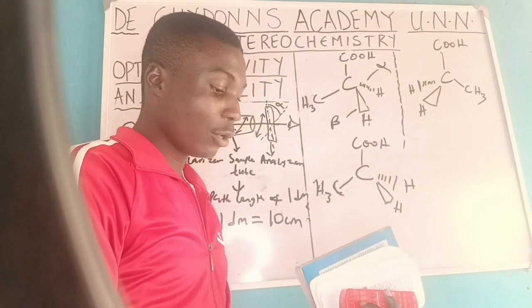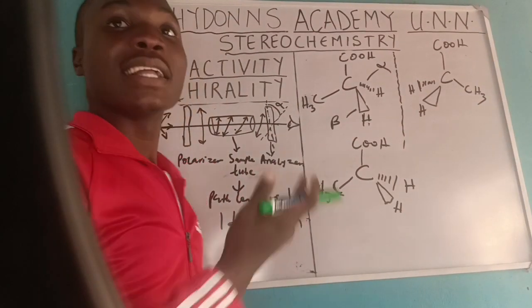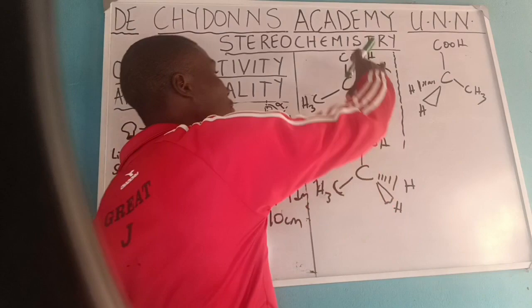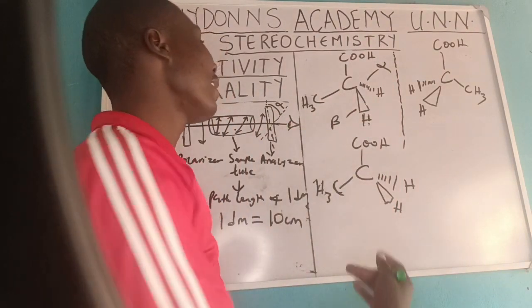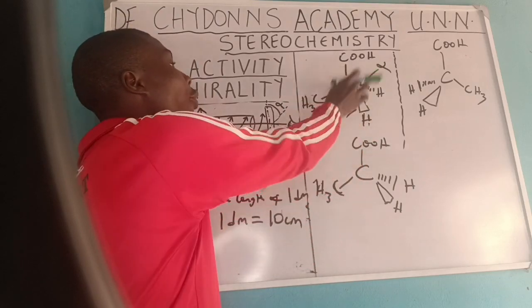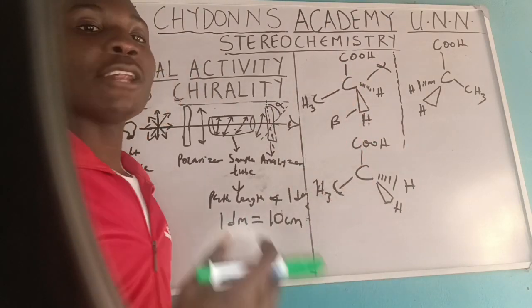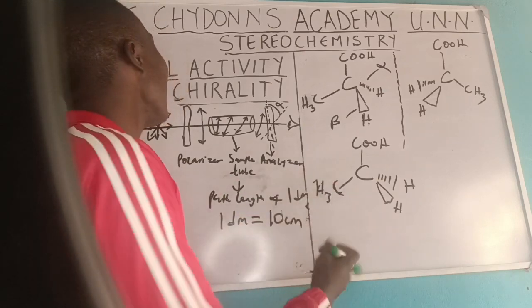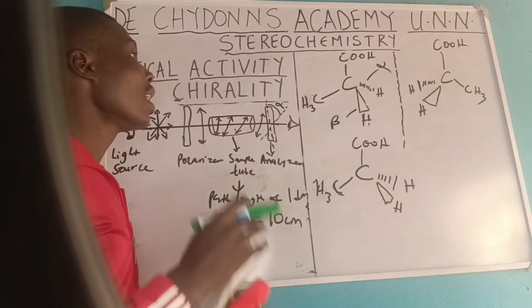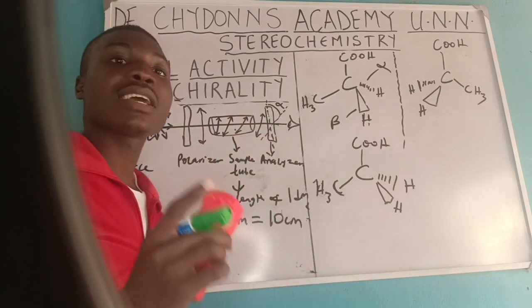Now, let me ask you a question. This compound and this compound, are they not the same? They're exactly the same compound, and if you put this on this compound, it matches. That's what I refer to as superimposable. It is superimposable on its mirror image. But there are some compounds that are not superimposable. Those are the ones that have this optical activity. Now, for you to be able to understand that, let me draw the structure of lactic acid.